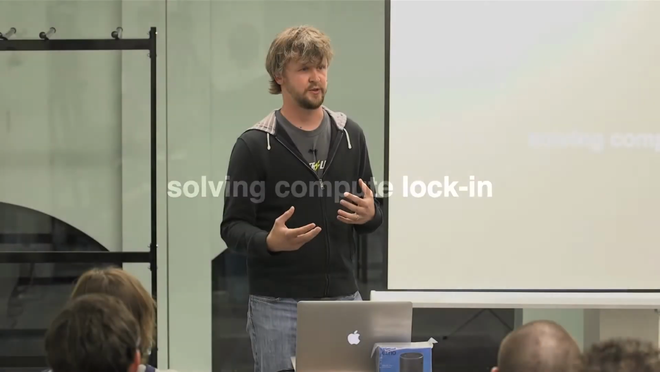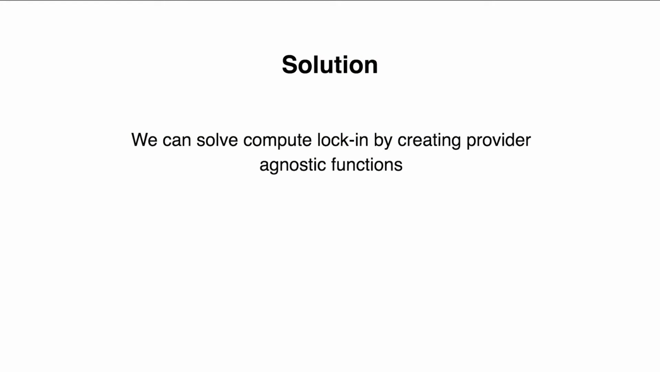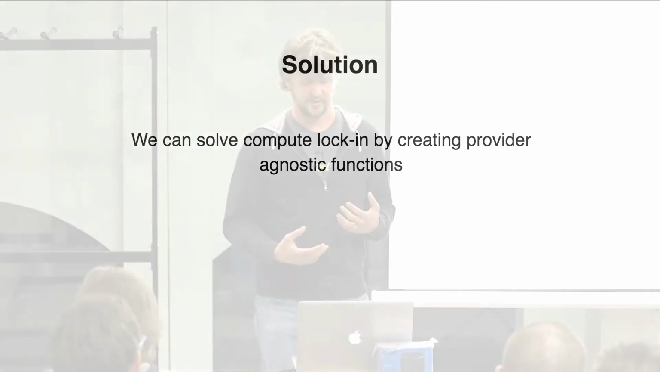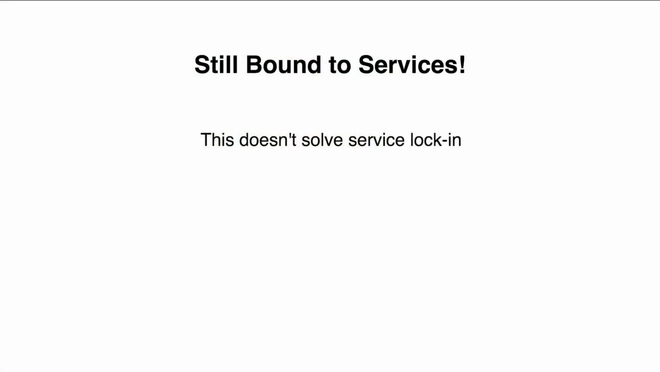This one specifically is about solving compute lock-in. How do we get to the point where I can write a function and easily deploy it to any potential provider? Our solution here: we can solve compute lock-in by creating what we call provider agnostic functions. It's the idea that I'm writing a function in a format that can work inside of any provider. So you can take that single function, move it over to another provider, and it will work in the exact way you would expect. But we're still bound to services in this scenario. This doesn't solve the service lock-in problem. It's just a solution for compute lock-in.